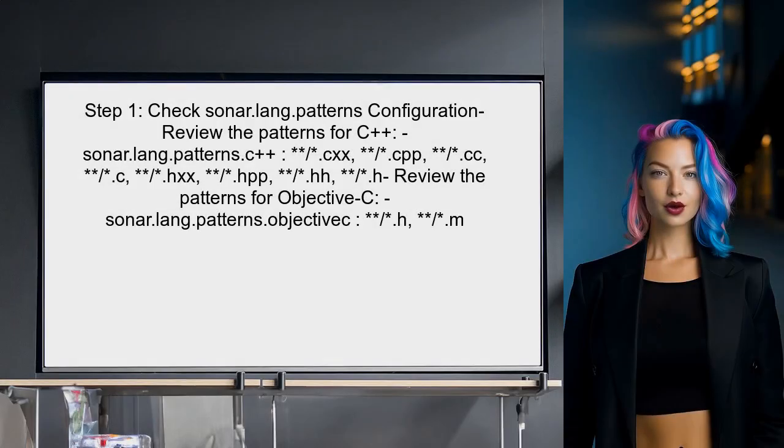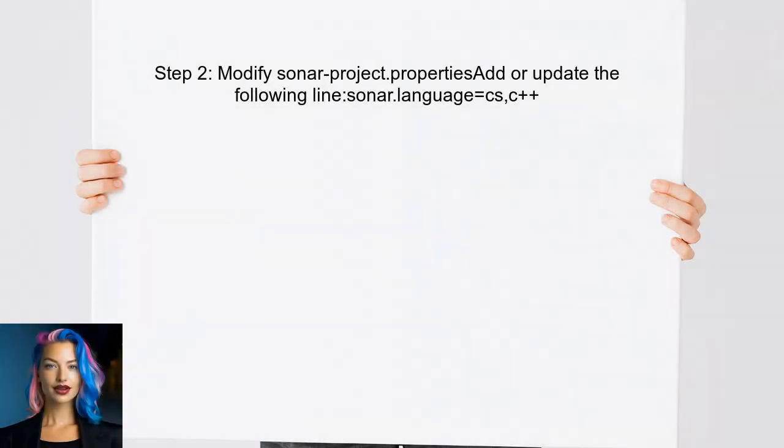To resolve the language conflict in SonarQube, the user should first check the configuration of the sonar.lang.patterns for both C++ and Objective-C. This will help identify any overlapping patterns that may cause confusion during the scan. Next, the user should modify the sonar-project.properties file to explicitly define the languages being used. This can help SonarQube determine which files belong to which language.